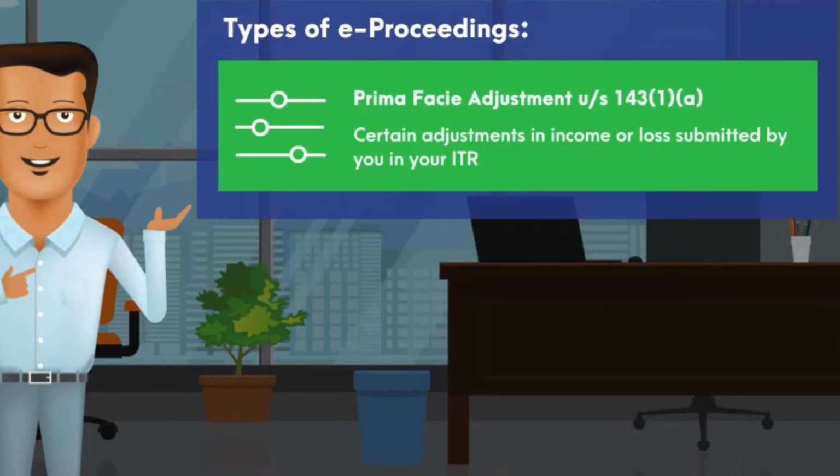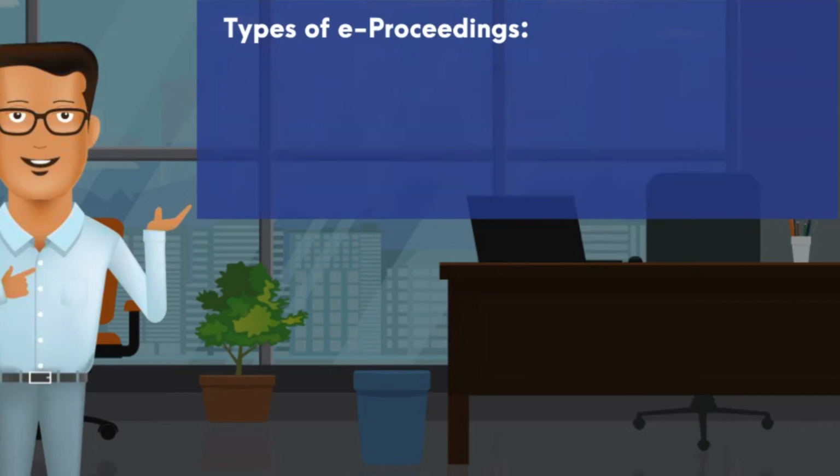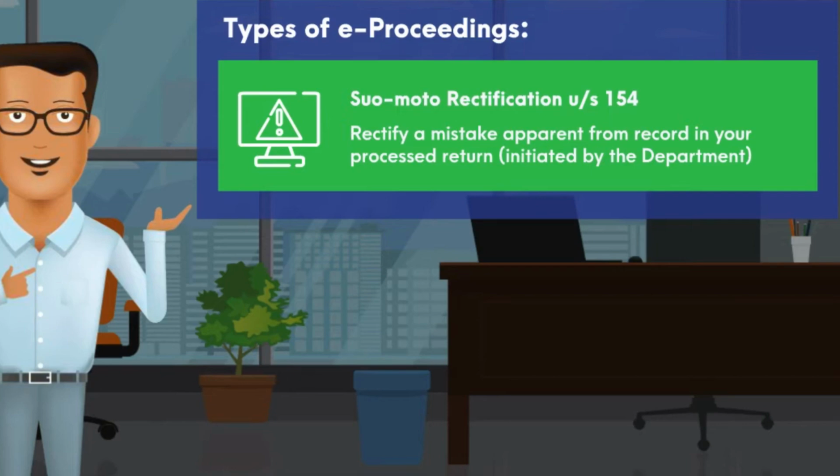Prima facie adjustment under Section 143(1)(a) is a notice issued by CPC, which asks you to clarify any inconsistency noticed within your ITR, or any variance between information in your ITR and audit report. You may either revise your return or provide a response to the variances in the notice within 30 days. Sometimes, there may be a mistake apparent from record in your processed return, and you will receive a suo motu rectification under Section 154 from the department.